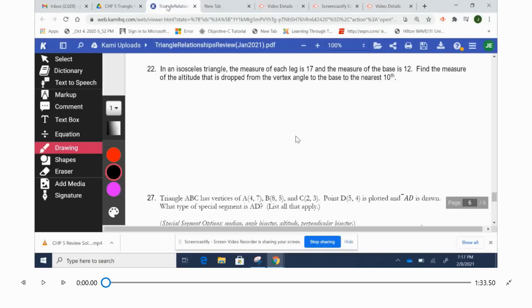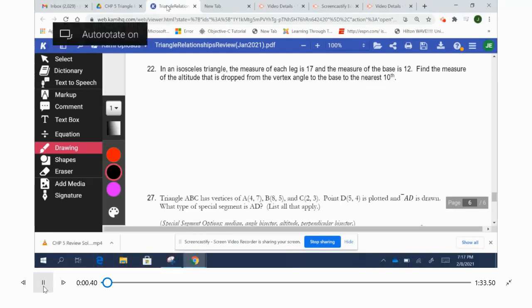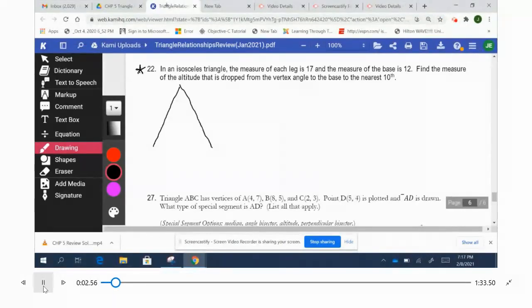Page 6 of our Chapter 5 review. Okay, so this problem number 22, we're going to have to draw a picture that fits the description.